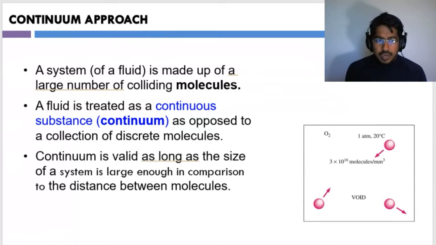Rather, we say that this city is a collection of individuals and other surroundings, and it's a continuous system, right? And the continuum is valid as long as the size of a system is large enough in comparison to the distance between molecules. So let's say we have molecules of this size. Obviously molecules are going to be much smaller than this, but for argument's sake, we'll take this as the size of a molecule.